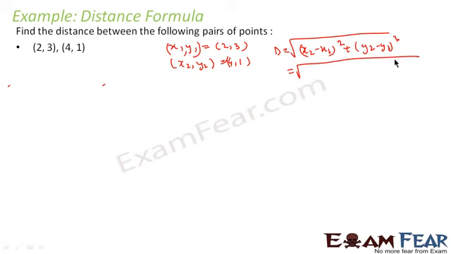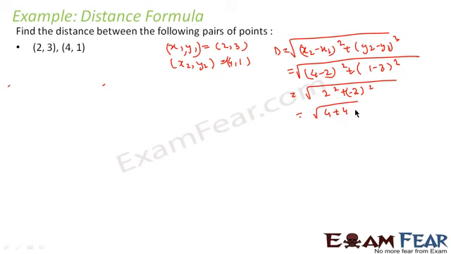and this is nothing but root over, what is the value of x2 minus x1? 4 minus 2 square plus y2 minus y1, 1 minus 3 square, and this is nothing but 4 minus 2 is 2, 2 square plus 1 minus 3 is minus 2, minus 2 square. This is nothing but 2 square is 4 and minus 2 square is also 4, that is root of 4 plus 4, that is root of 8, and that is 2 root 2. So the distance between these 2 points is 2 root 2. Very simple, straightforward application of the formula, and we got the answer.